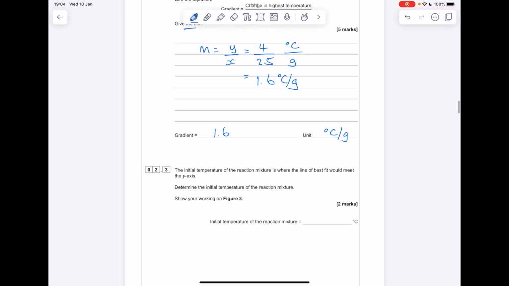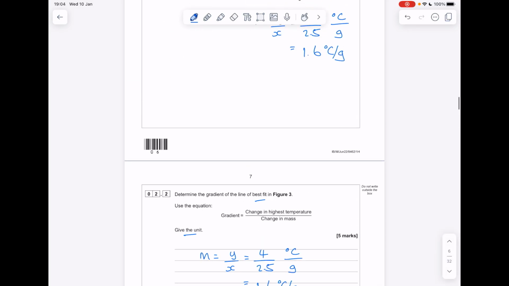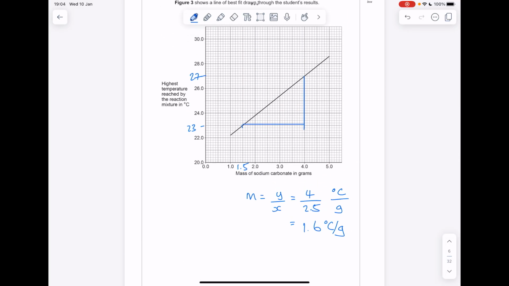The initial temperature of the reaction mixture is where the line of best fit would meet the y-axis. Determine the initial temperature of the reaction mixture. Show your working. So we just need to get our ruler lined up, take that all the way down and then measure that. It is 20.7.